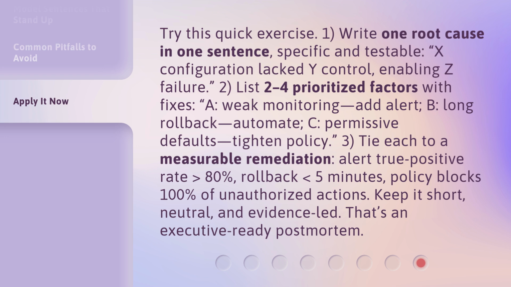Alert true positive rate greater than 80%. Rollback less than 5 minutes. Policy blocks 100% of unauthorized actions. Keep it short, neutral, and evidence-led. That's an executive-ready postmortem.